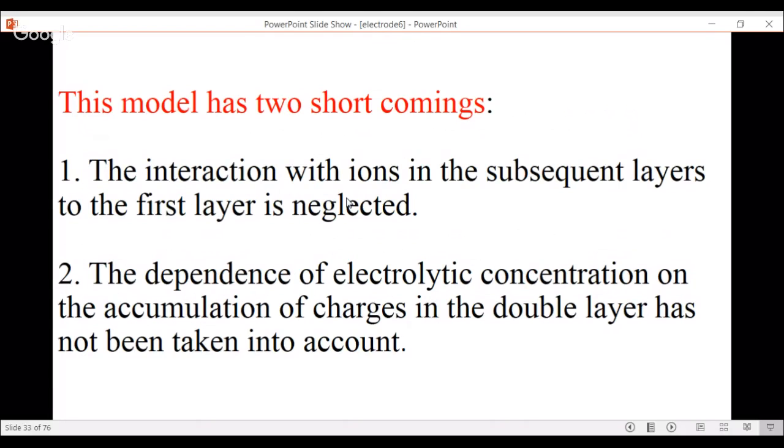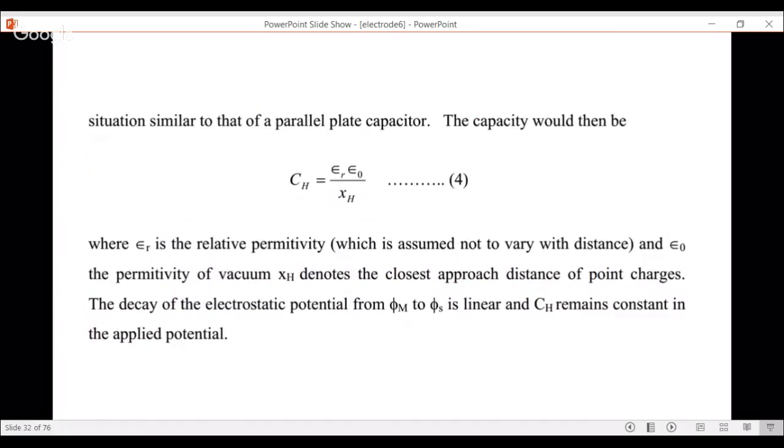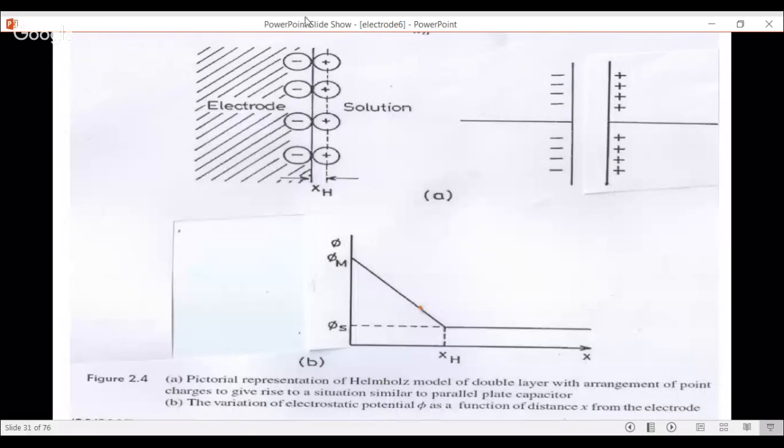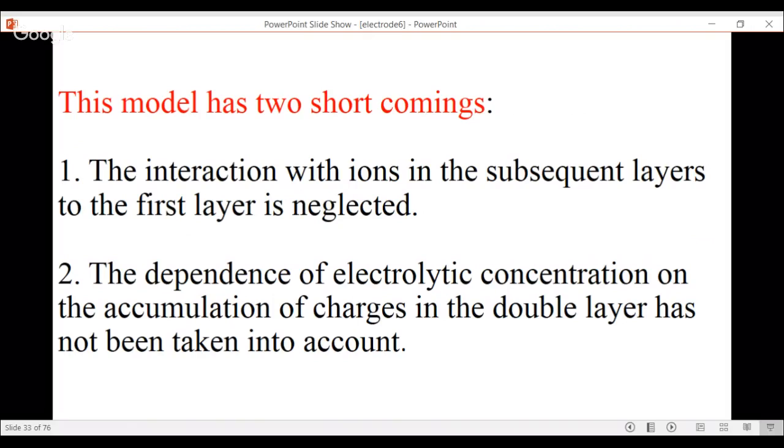This model is called the double layer model. This model has 2 very great deficiencies. One is that the interaction with ions in the subsequent layers into the first layer is neglected. What we have assumed here is that the positive ions that are accumulated here are not interacting with the ions in the solution. That is not true, because the ions are in Brownian motion. Therefore, the ions that are accumulating at the electrode surface will be interacting with the ions in the bulk of the solution.